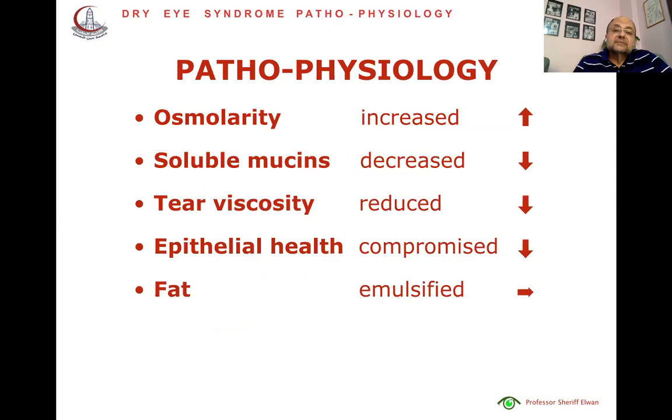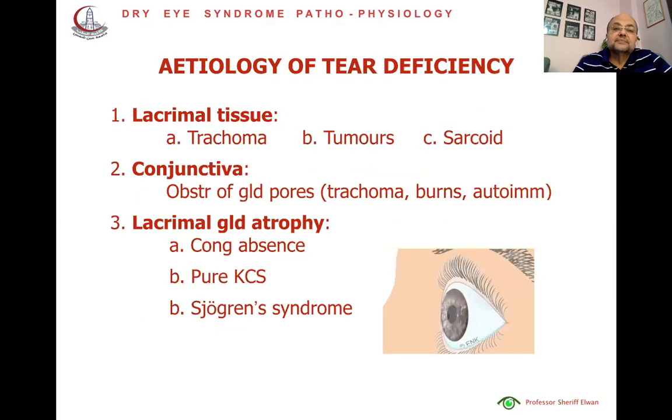What happens? The osmolarity is increased simply because of the evaporation and the loss of the solute, the dissolving water. The mucin is decreased. Tear viscosity is thus reduced. This compromises the epithelial health, and fat is emulsified.